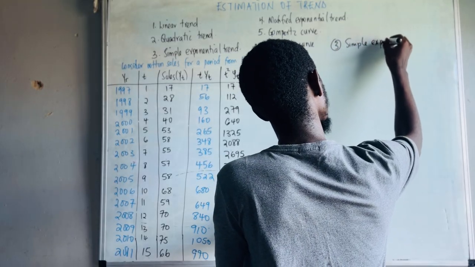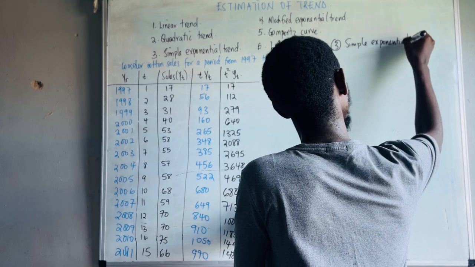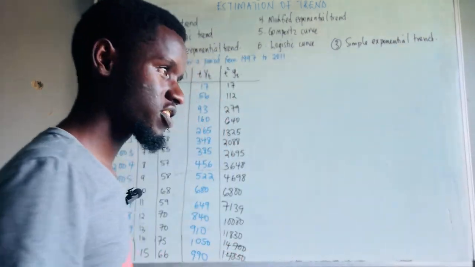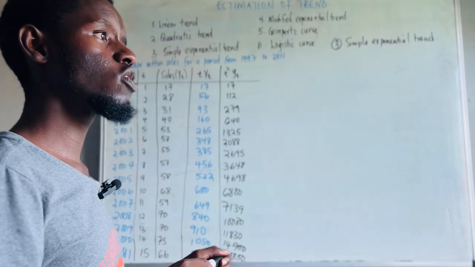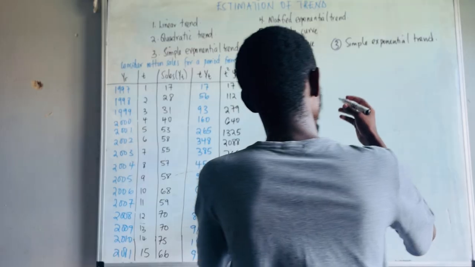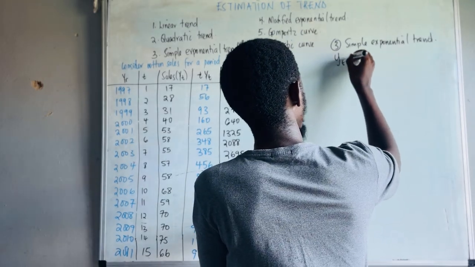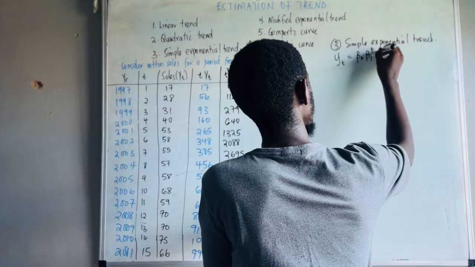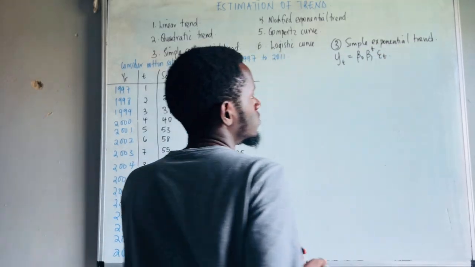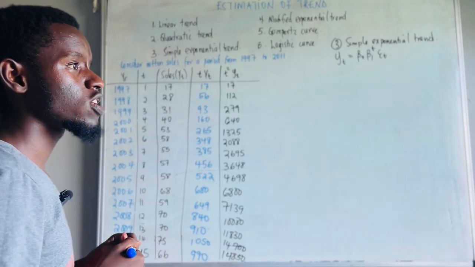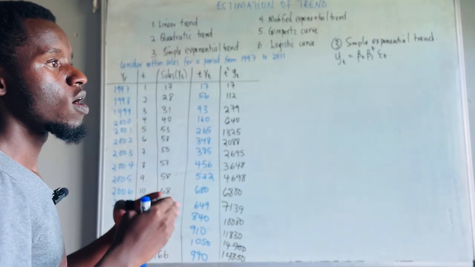Estimation of trend: we have a simple exponential trend. Our third trend is the exponential trend. Then for exponential trend, things are easy. You just need to master. We know that our simple exponential trend is given by y equals beta naught times the error term.